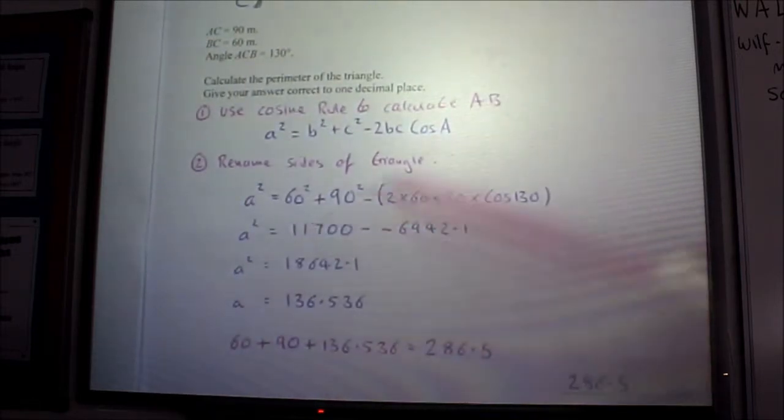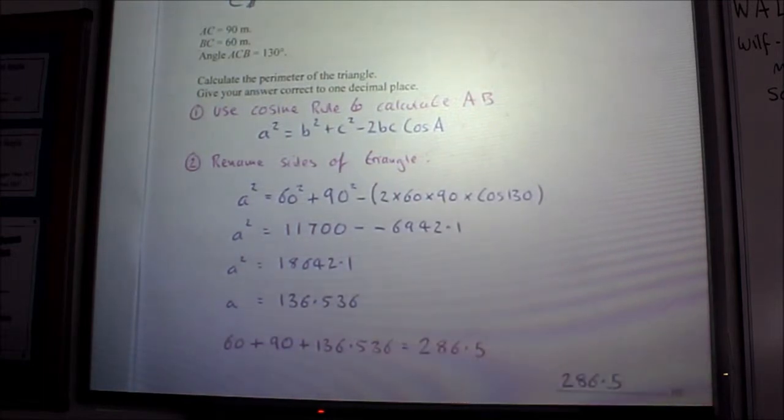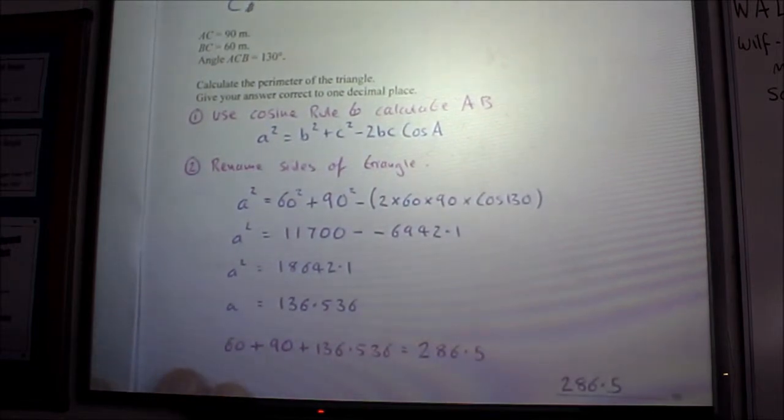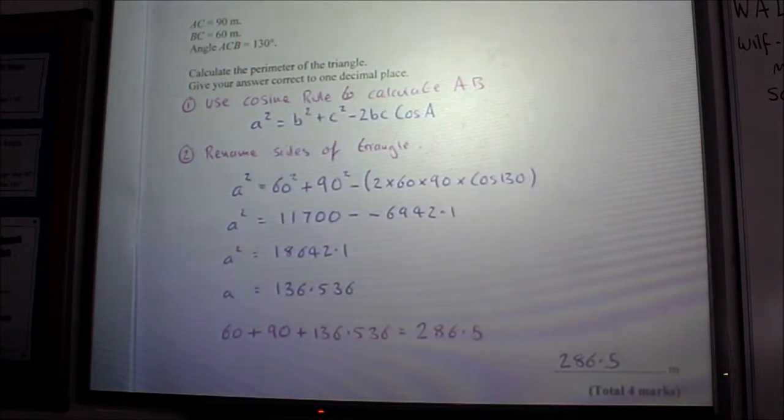Which is what I've done here, so I've renamed the sides of the triangle, there you go. So A is 136.536, then to find the perimeter you need to add them all up, which I've done at the bottom, and it comes to that. There's my workings if you want to check through it again. Question 4.